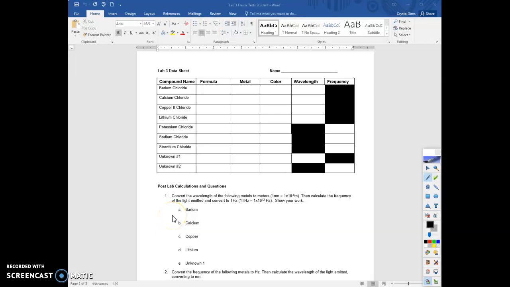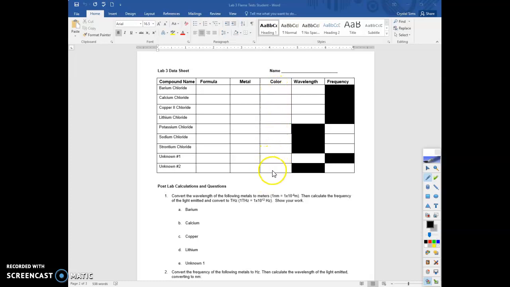I want to take some time now to go over the Lab 3 data sheet with you. Because you weren't able to perform this lab, I recorded myself performing the lab. So you need to watch the recording that's provided for you in the class. And what you need to do is record the color of the flame that you observed, and you'll do that here in this color category.